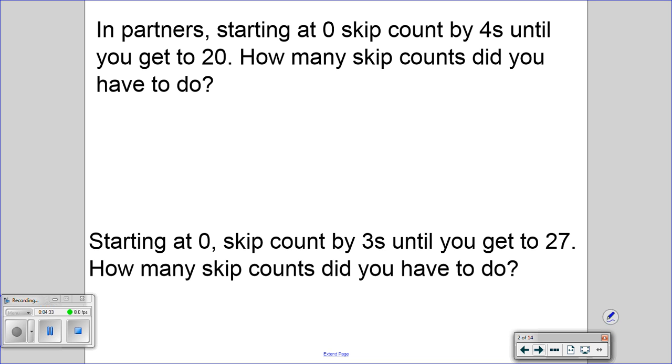Does that make sense? I'm going to have you do this with partners, and I'm going to have you do it with whiteboards. Okay? You can go anywhere around the room. It shouldn't take you very long. The first one you're going to do is starting at 0, you're going to skip count by 4s until you get to 20. And then the bottom one, starting at 0, you're going to skip count by 3s until you get to 27. Any questions about what you're doing?